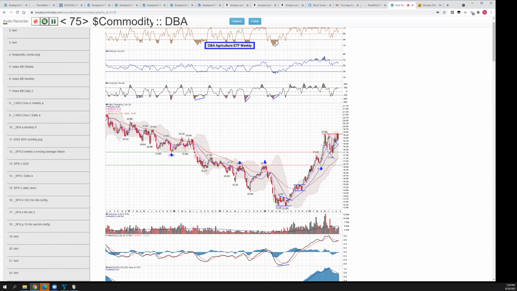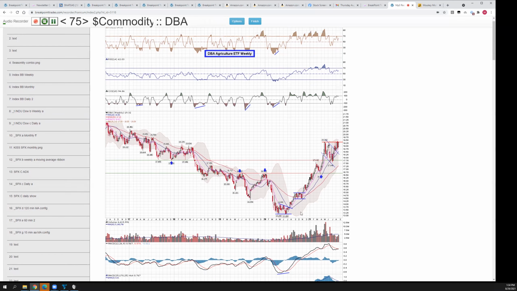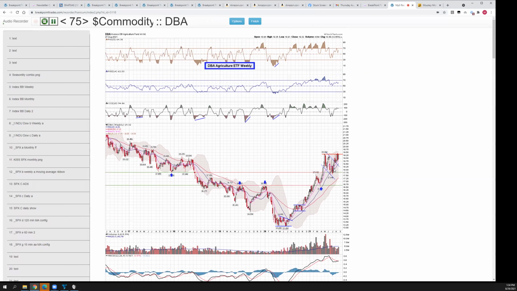Next. Chart 75, DBA, agriculture ETF, hell of a rally last year and this year. We've all seen it in the food prices, right? You go to the grocery store, inflation, it's higher than what the Fed states. I think you'd all agree with me. But anyway, kind of resistance here. Still looks good, guys.